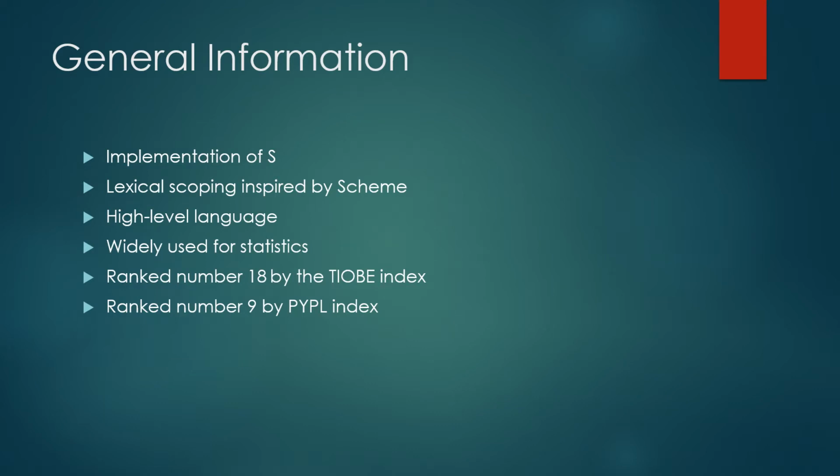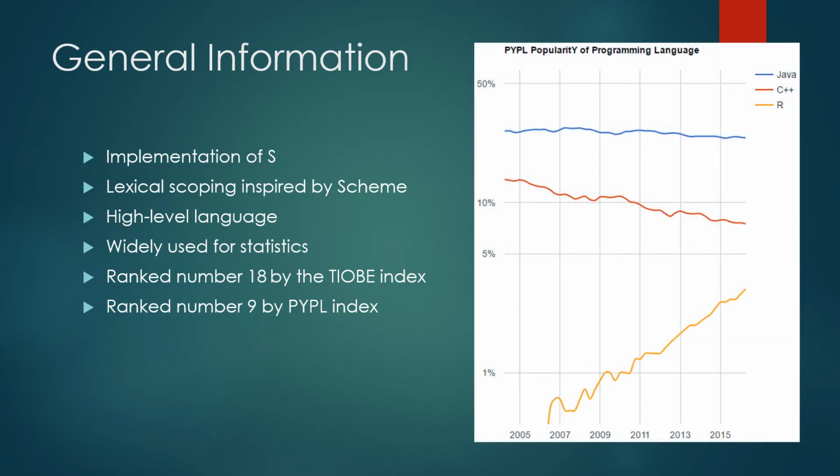R is ranked number 18 by the TIOBE index and number 9 by the PYPL index. The difference between these two rankings is mainly due to the fact that the TIOBE index basically searches how many pages contain the keyword R programming. PYPL, however, keeps track of how many different visits are on the page. So TIOBE just keeps track of how many pages have it, but PYPL keeps track of visits. Here's a graph demonstrating the growth rate of R compared to C++ and Java.